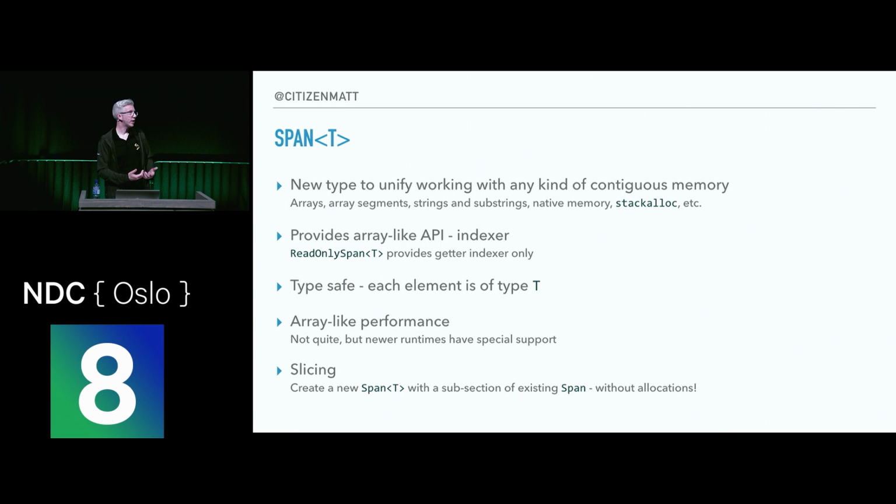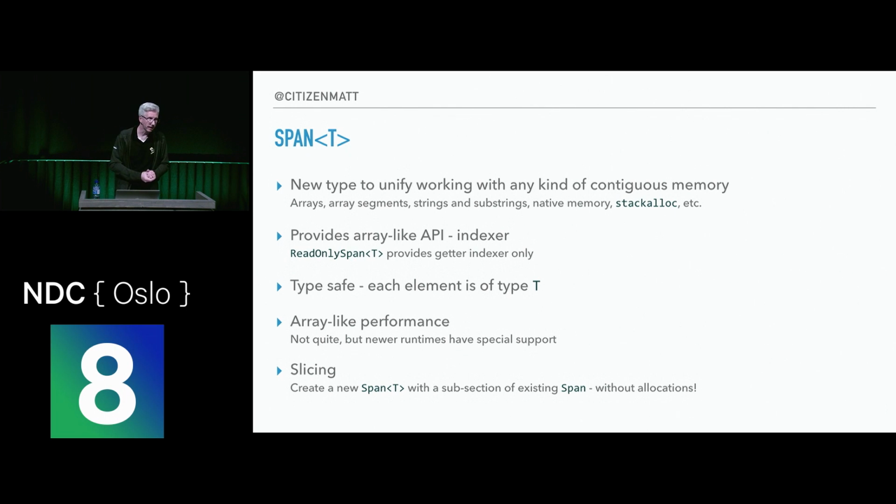It's also type-safe. So each element in this array, this block of memory, which you're going to start treating like an array, is type-safe. It is an instance of T. So if you have a span of byte, then each element in there is going to be a byte. If you have a span of point, each element of that is going to be a point structure. And the nice thing about this is that you get array-like performance. So it's not quite as fast as an array, but it's really close. And the newer runtimes have special support built into this to make it really close. So it's very good. This is a great way of working with blocks of memory like arrays and have the same sort of performance and APIs as arrays.